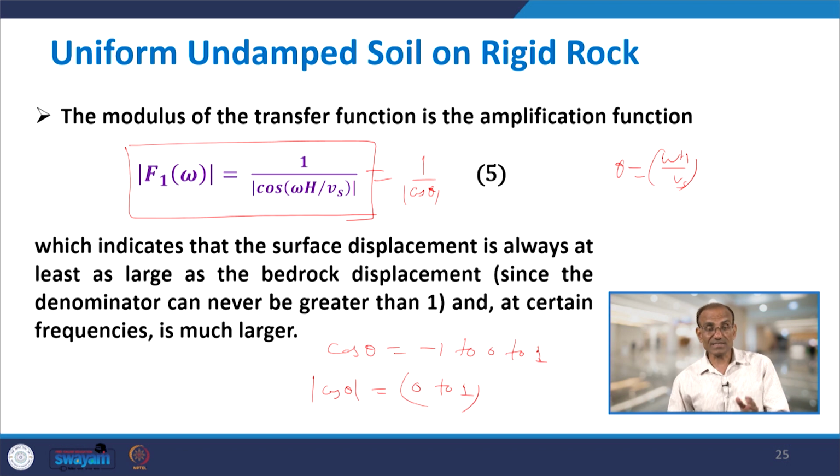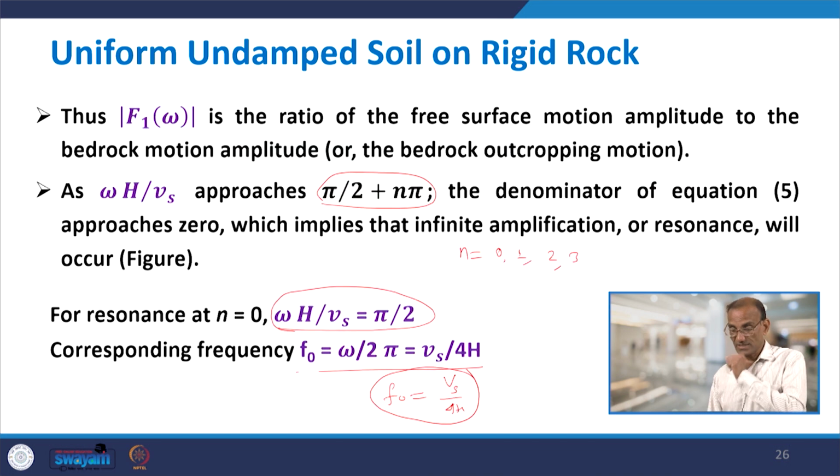So, this transfer function equation 5 suggests that the value of the transfer function will keep varying as omega changes. When omega varies, the value of F1 omega will be different. So, the transfer function is highly dependent on frequency, but it also depends on thickness and shear velocity.